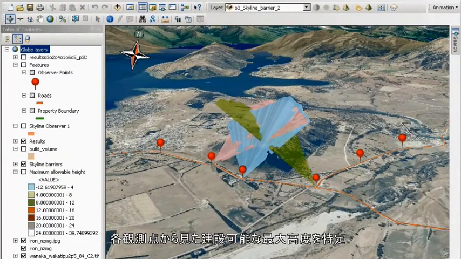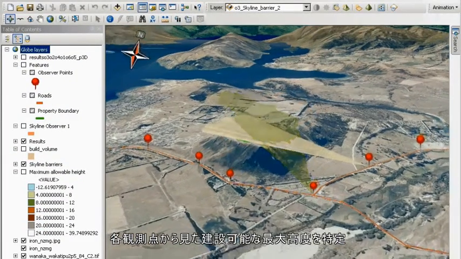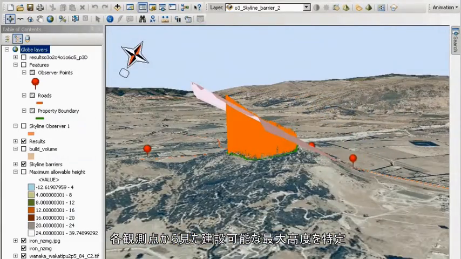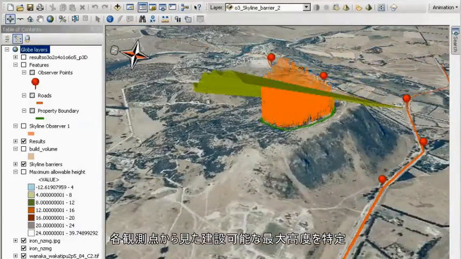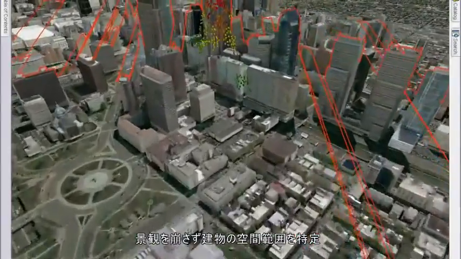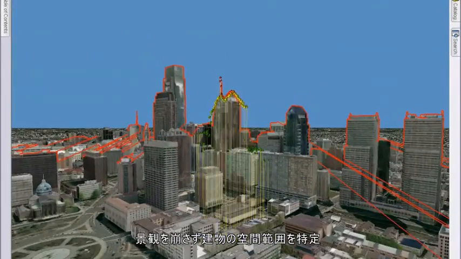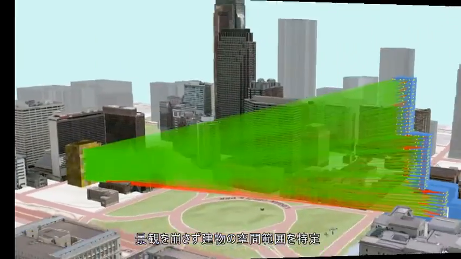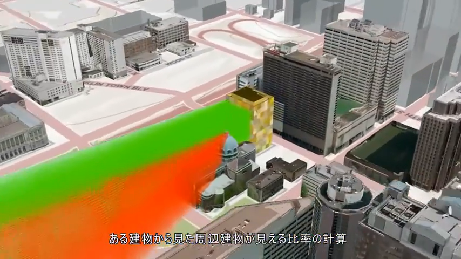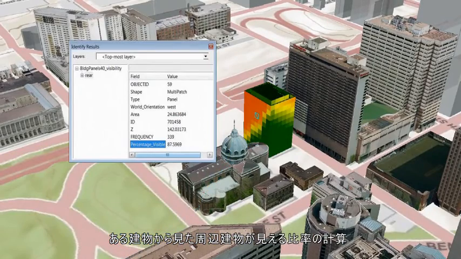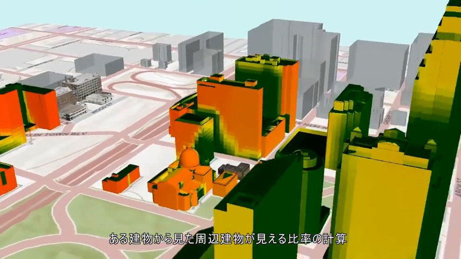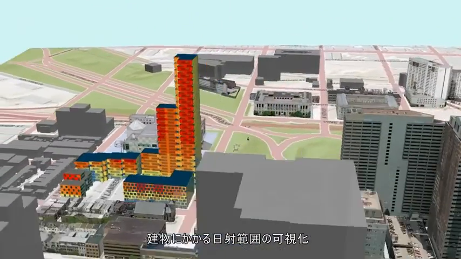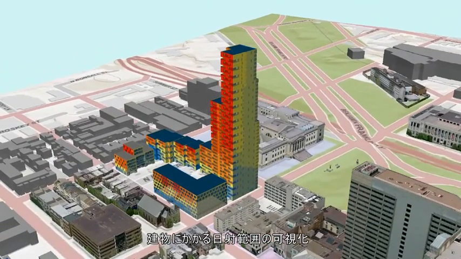In 3D, you can find out what the maximum building height is before buildings become visible from public places such as roads and parks. And determine where and how high development can be allowed without changing the skyline from important locations. We can analyze how visible a new proposed building will be from surrounding buildings, and get an indication of solar exposure of the new building design for any day in the year.